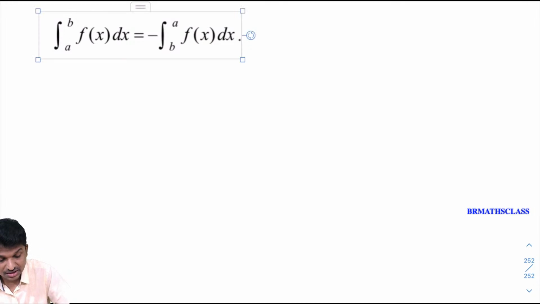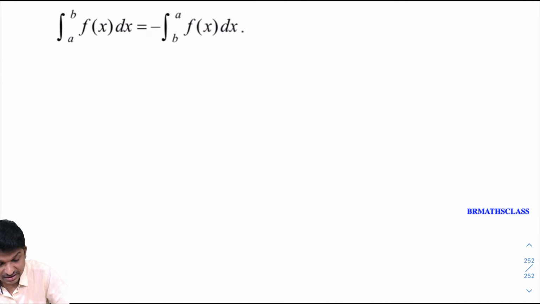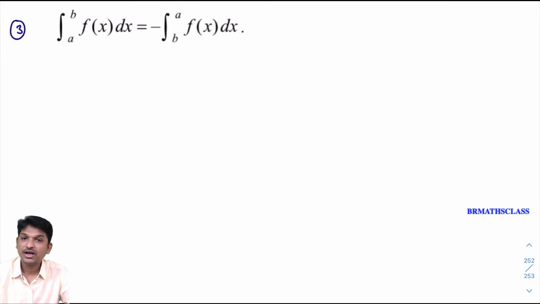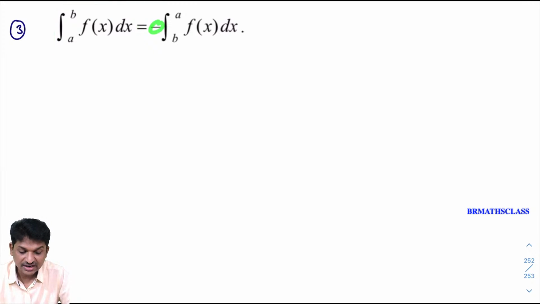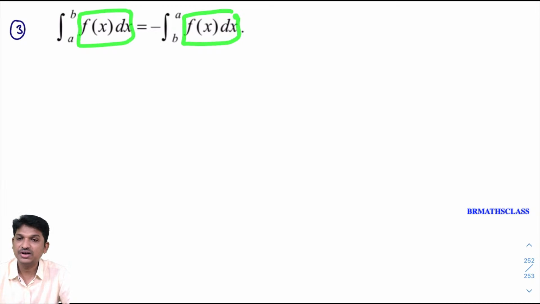Property number 3, I'll write here. This is third property. We need to prove this property. Observe this property. What is this property? Integral of a to b f of x dx equal to minus integral of b to a f of x dx. What difference you observe in this? Here f of x dx is there. Here also f of x dx is there. Then what is the difference in this property?